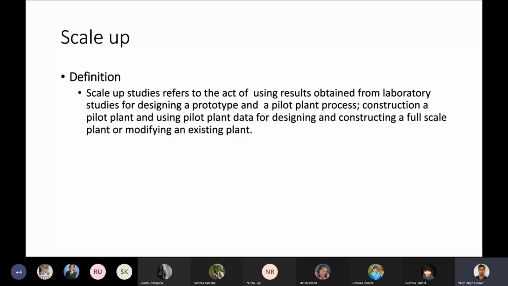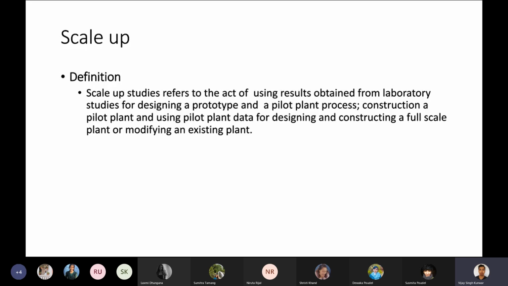For example, suppose there is a process that is exothermic. In a small volume it won't matter, because the volume is small and the surface area automatically becomes large. That's why heat exchange is never a problem. Now in 1000 liters, the volume is large and the surface area is very limited, so there is this problem of heat generation.